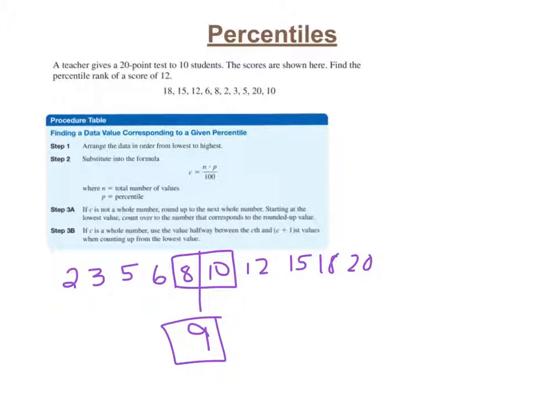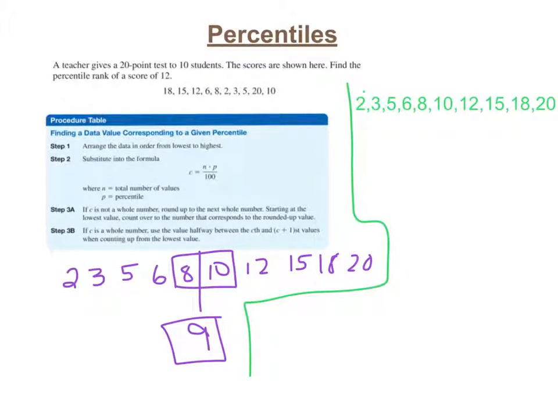Right? I'm going to do it my new way in a beautiful green color. New way. It looks like this. First, we order the set again. And now it says we want the 50th percentile, so we have 10 numbers. So C equals 10, the number of data points we have, times 50 over 100. That equals 5. Notice 5 is a whole number, so we go halfway between our 5th and 6th.